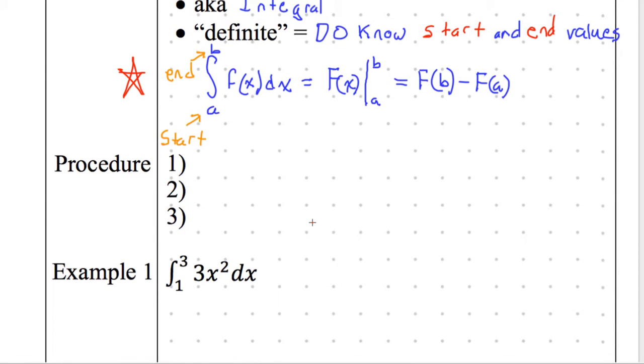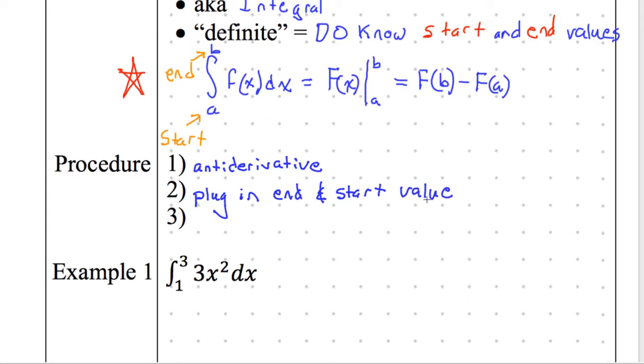All right, so the procedure, I already kind of walked through it informally up here, but the first step is to do like we always do and take the antiderivative. And then you need to plug in your end value and then your start value. It's kind of backwards, right? You normally think you plug in your start value and then your end value, but you plug in your end value and start value. And once you plug them in, you just need to subtract them and you're good.